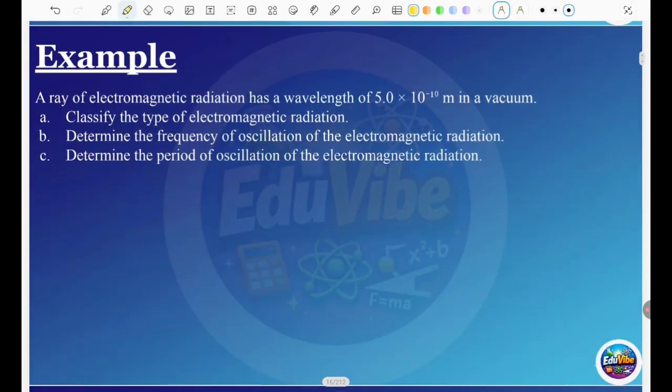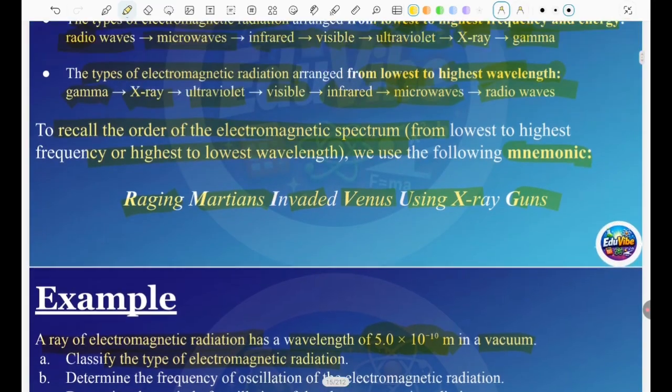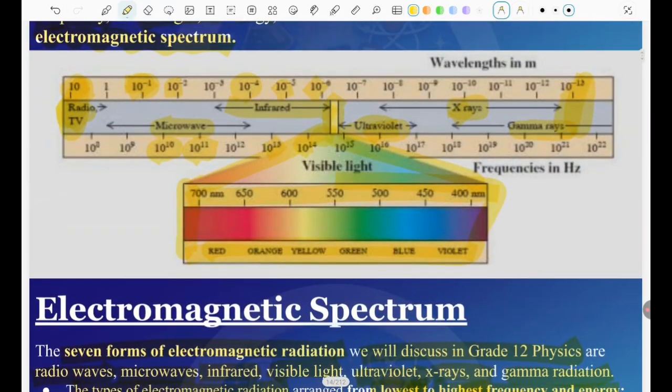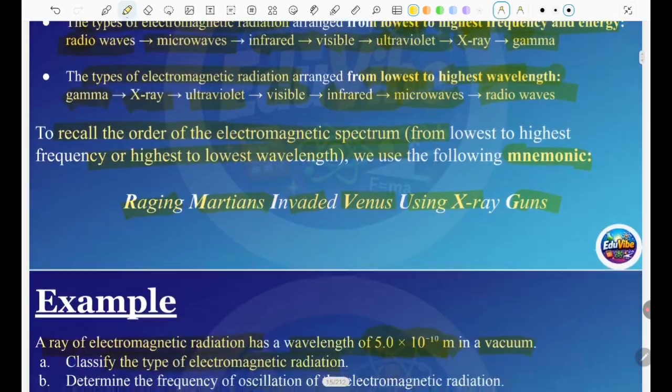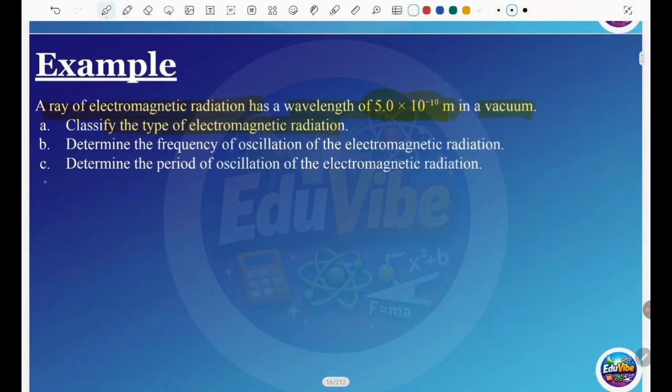So we have an example for this. A ray of electromagnetic radiation has a wavelength of 5.0 times 10 raised to minus 10 meters in a vacuum. Classify the type of the electromagnetic radiation. So we have the wavelength 5.0 times 10 raised to minus 10 meters. For now, I will show you the spectrum, but you have to learn this. We have 10 raised to minus 10 over there, which is the range of X-rays. So the type of electromagnetic radiation in this case is X-rays.